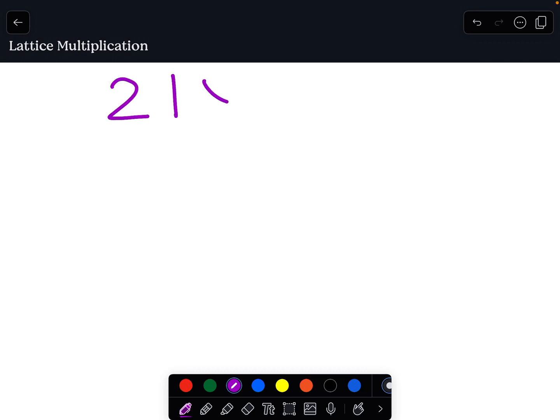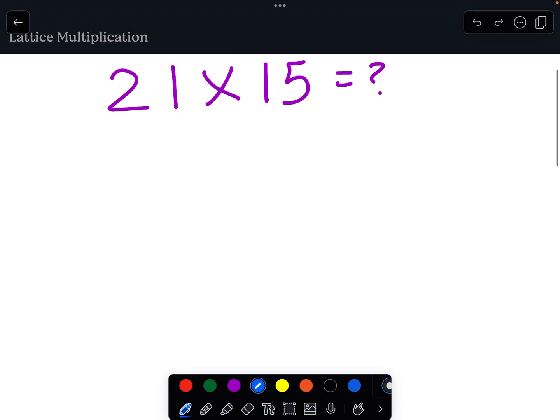Let's say I have this multiplication equation: 21 times 15. What does it equal? Well, the first thing I'm going to do in lattice multiplication is look at how many digits we have. We have a 2-digit number multiplied by a 2-digit number. So now I need to set up the lattice.